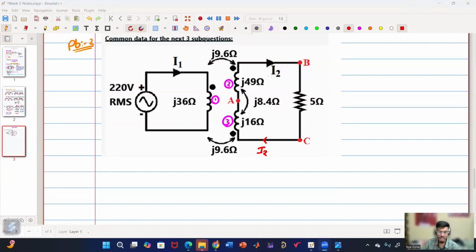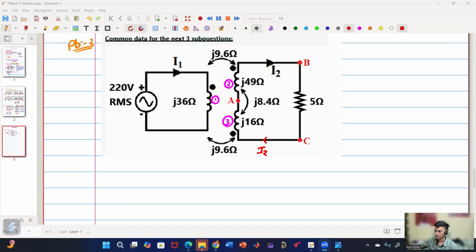So coil 1 and coil 2, under which case will it fall, case 1 or case 2? Case 2. Everyone agree? Now coil 1 and coil 3. Case 1. Very good. And coil 2 and coil 3. Case 2.